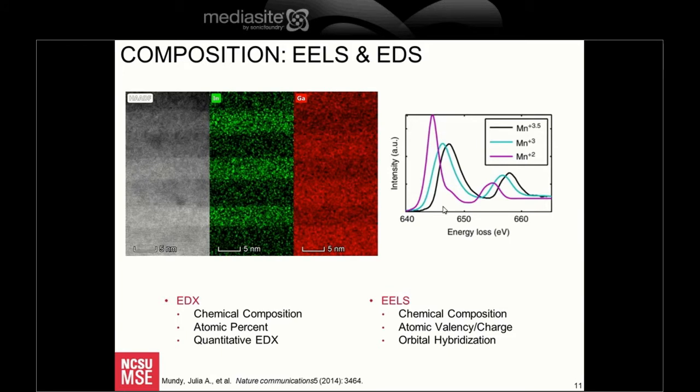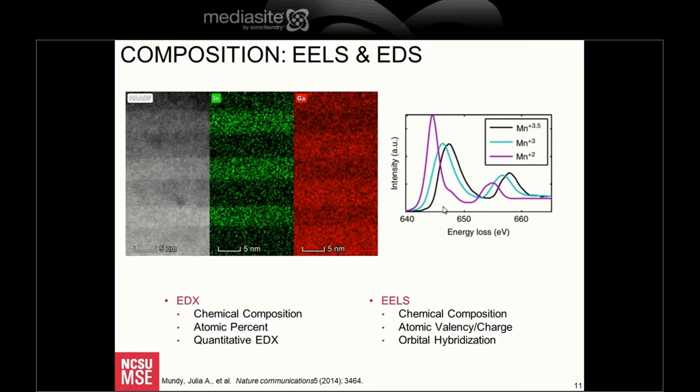On the left, we show an EDAX map. Going from the left, we have the HADF, followed by the indium and the gallium concentrations, where we can see that the indium corresponds to the brighter bands in the HADF, and the gallium is a higher concentration in the darker areas. From EDAX, we can get chemical composition, and we can even get quantitative EDAX and get the atomic percent.